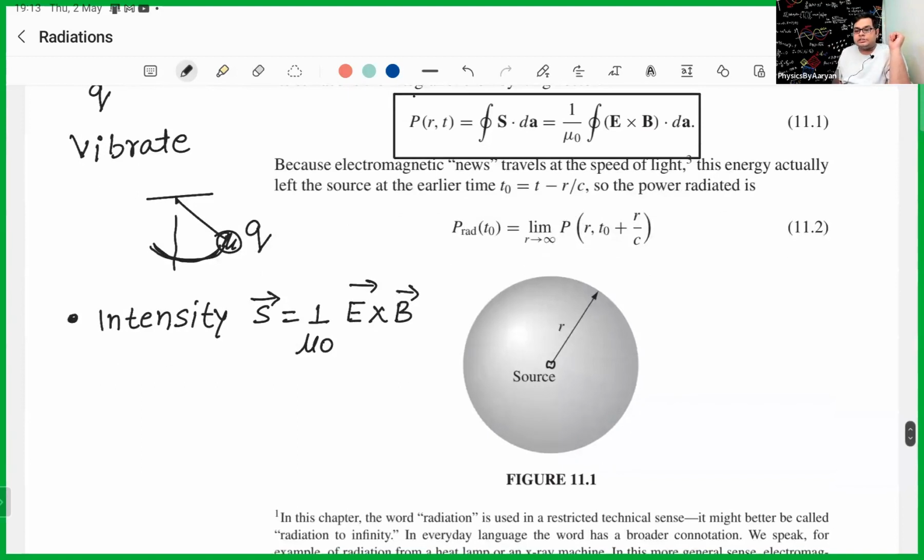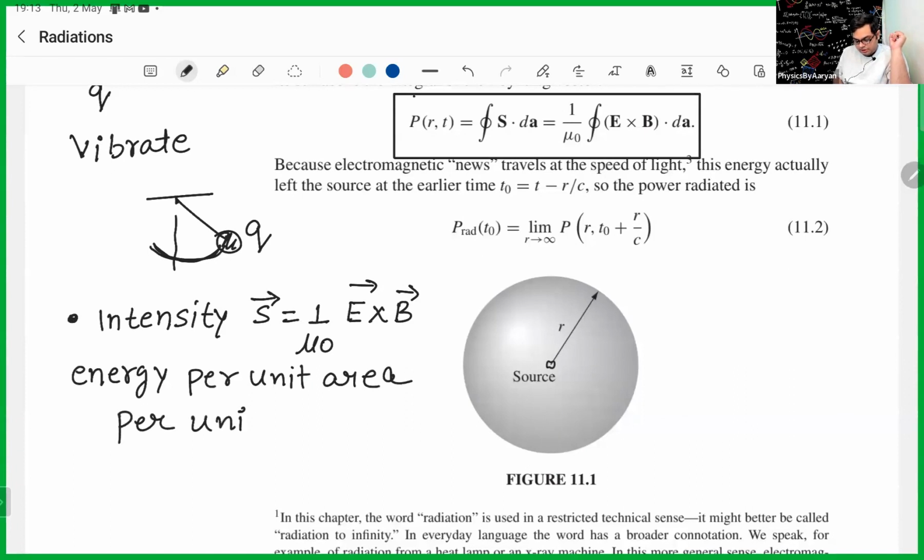And intensity is described. What is intensity? Intensity is energy per unit area per unit time.